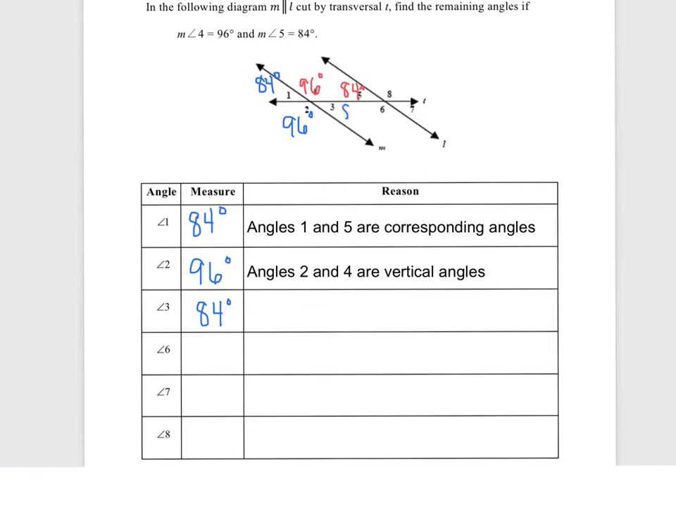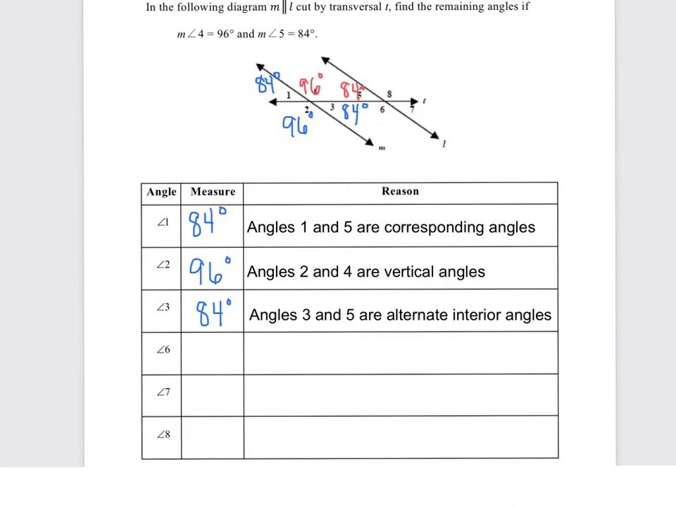And our reason? You only have to give one, but there are two different reasons. We're going to say because angle 3 and 5 are alternate interior angles. But you can also say angles 1 and 3 are vertical angles. Both answers are correct.